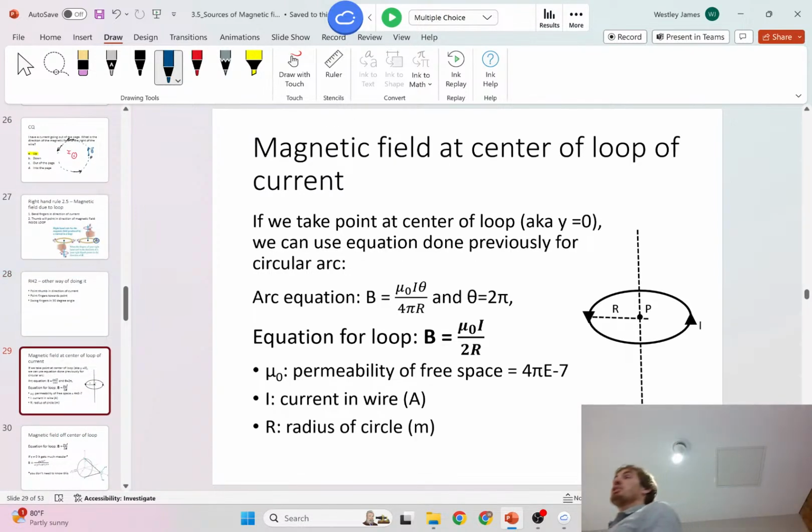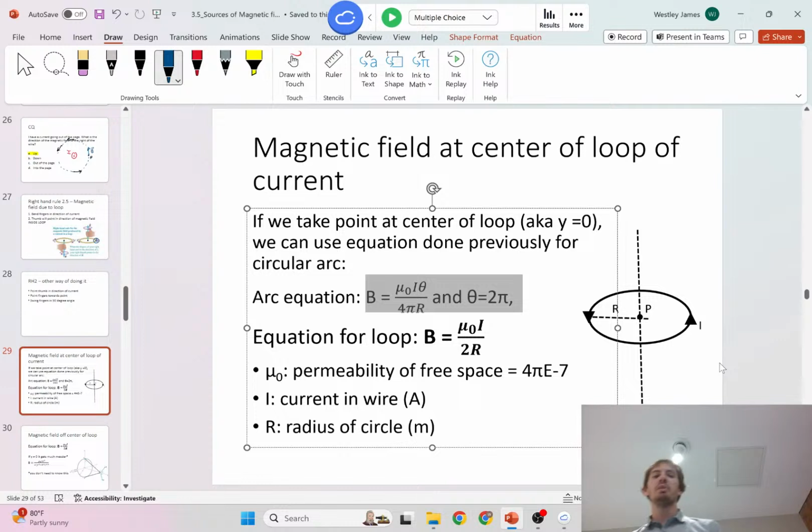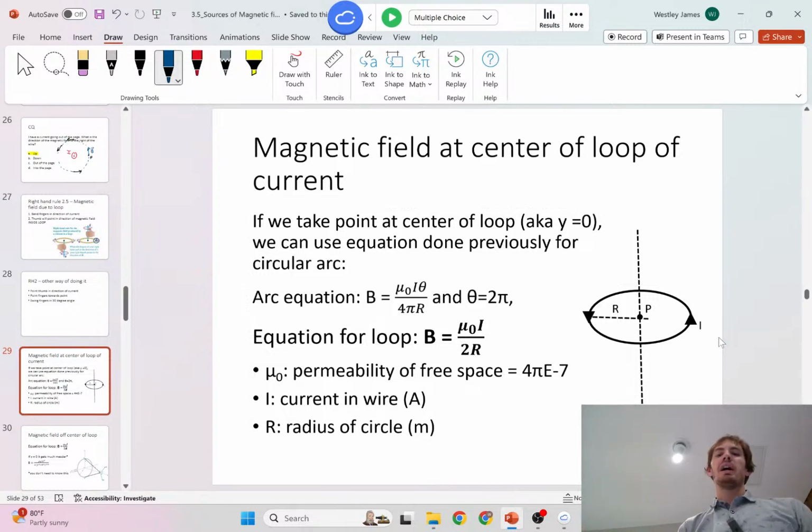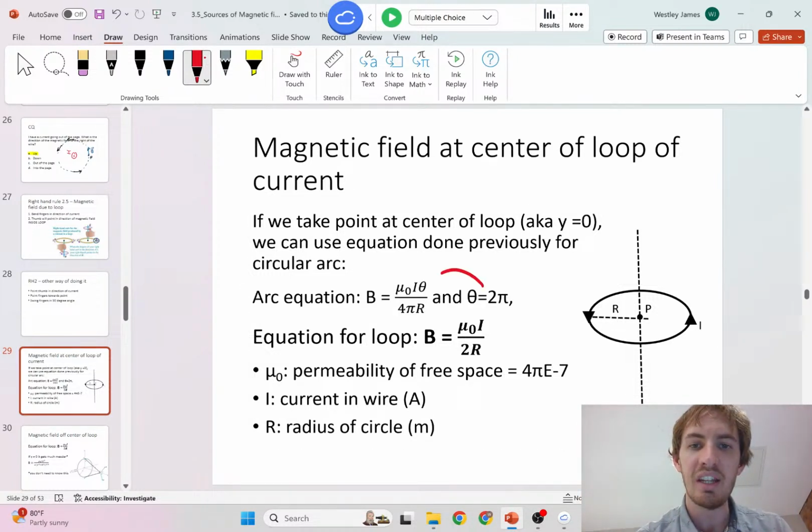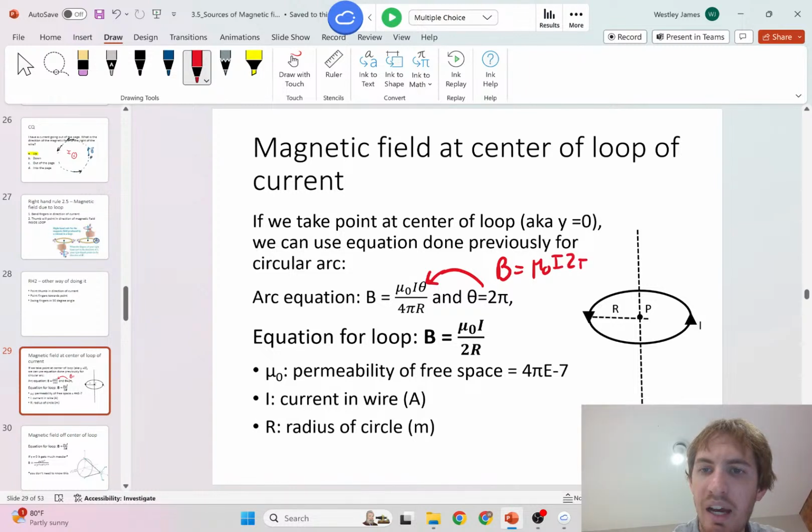Okay. So speaking of a loop of wire, here's the equation for it. So I gave you for an arc of wire. So that's right here. The arc of wire was mu naught I times theta over 4 pi r. If I have a full circle, theta is 2 pi. And if you just plug in 2 pi right there, in fact, I'll just write it out. B equals mu naught I 2 pi over 4 pi r. Well, the pi's are going to cancel. 2 and 4 kind of cancel. The 2 goes away and this 4 turns into a 2.